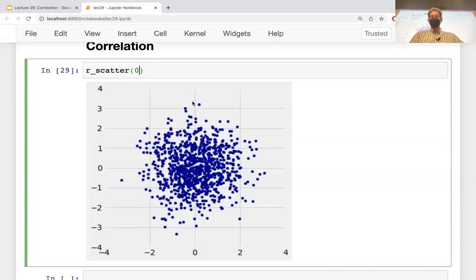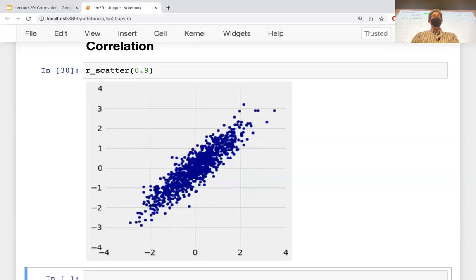What do you think is going to happen if I put in some other number here? It has to be between -1 and 1. But I could put in something like 0.9, which is very close to 1. And here's a data set with an R of 0.9. It's a bunch of stuff that falls pretty near a line.